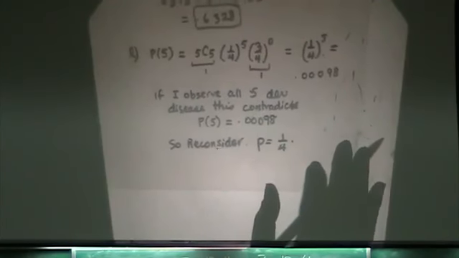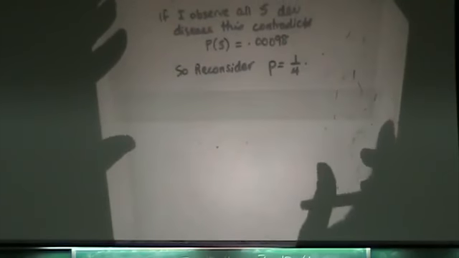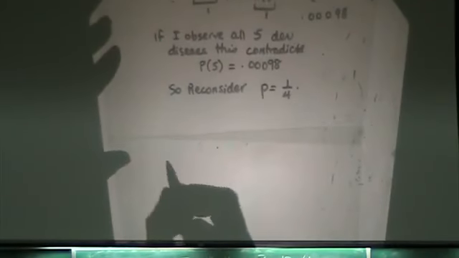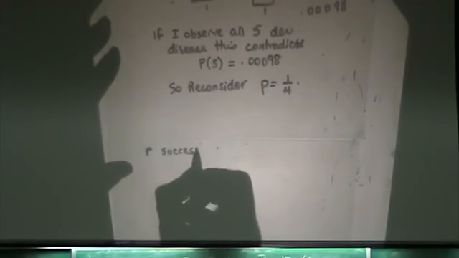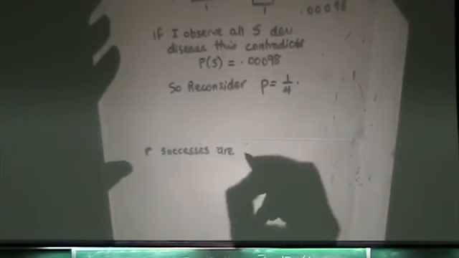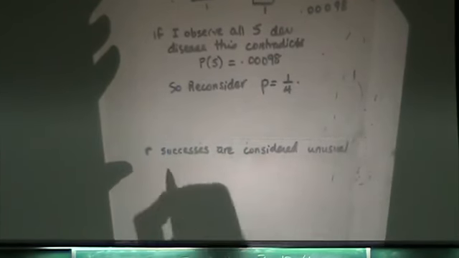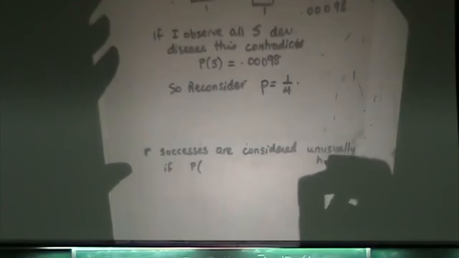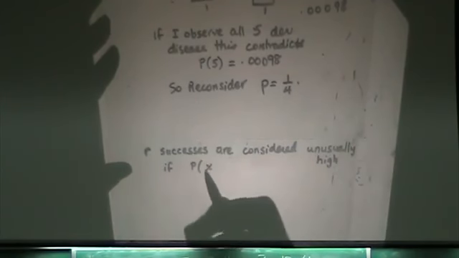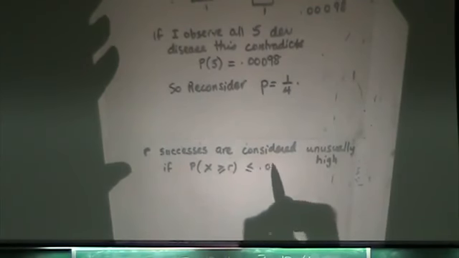Which brings me to the final statement for today, which is this. Successes are considered unusually high if the probability of x greater than or equal to r is less than or equal to 0.05.